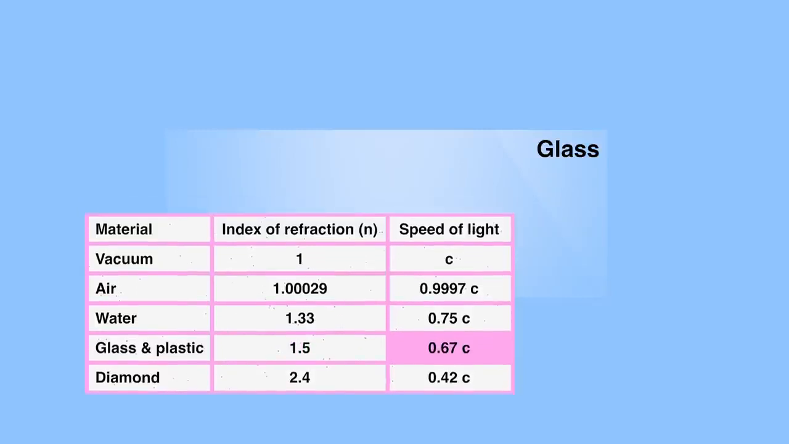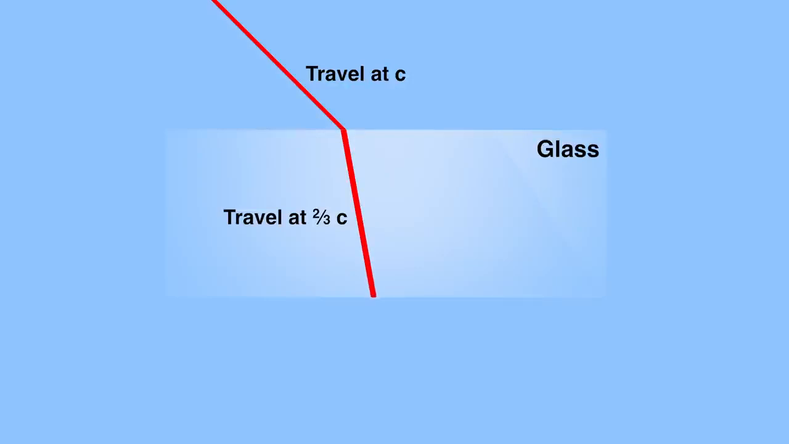If you shoot a laser at the glass, the light from the laser will travel at the speed of light until it hits the surface of the glass. When it hits the surface of the glass, the light will slow down to 2/3 its original speed, and it will change its direction. Once the light gets to the other side of the glass, it will emerge from the glass, change its direction, and move again at the speed of light.